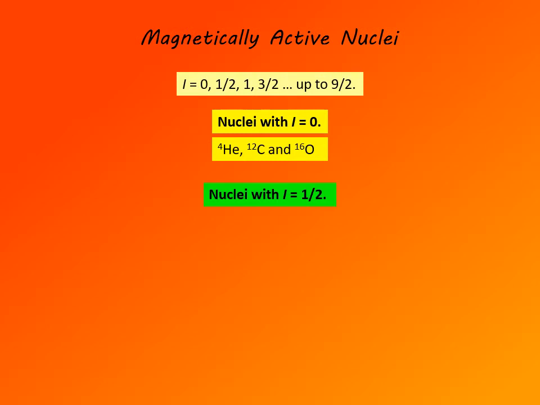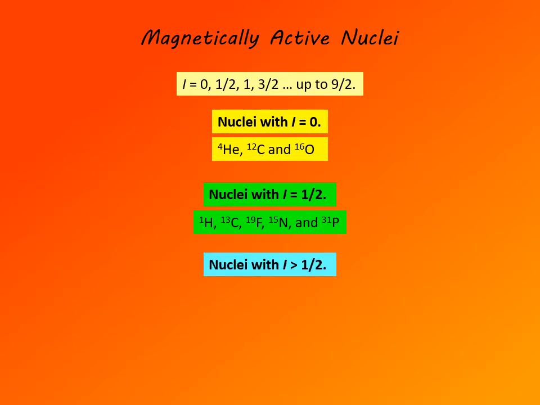Then nuclei with spin of 1/2. Those are the most useful nuclei for NMR spectroscopy because they give relatively simple spectra that can be easily interpreted. Such nuclei are the protium isotope of hydrogen, so hydrogen-1, carbon-13, fluorine-19, nitrogen-15, phosphorus-31. There are more, but these are most commonly investigated by NMR spectroscopy.